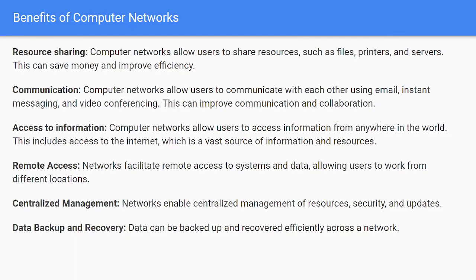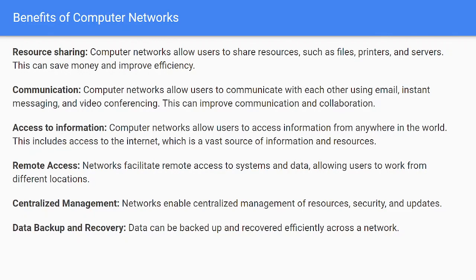All right, so we have access to information. A computer network gives us the ability to access information from anywhere in the world. There is literally no topic that you want to search about or do research about that you won't find on the internet. Everything on YouTube, on Twitter, on Google, you can find information. This is possible because of computer networks. You understand? The internet is an example of a computer network.